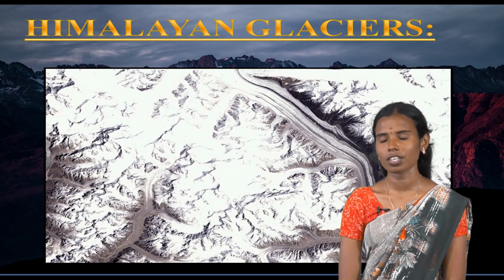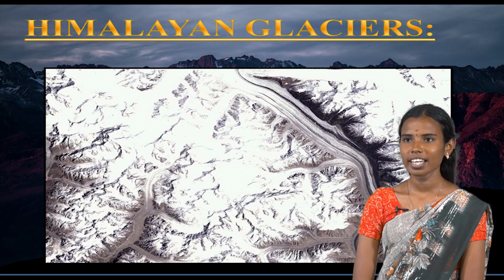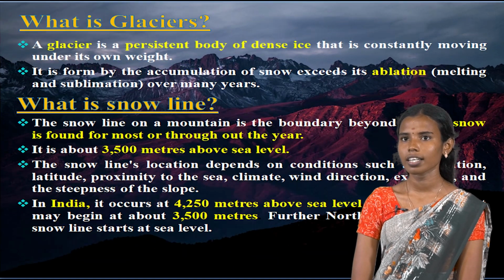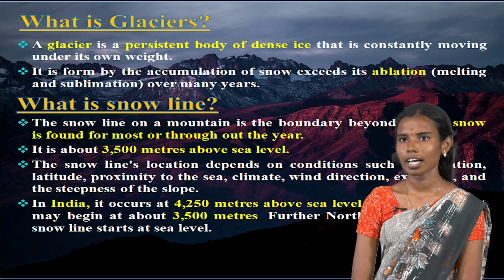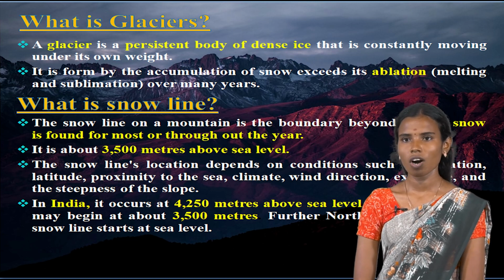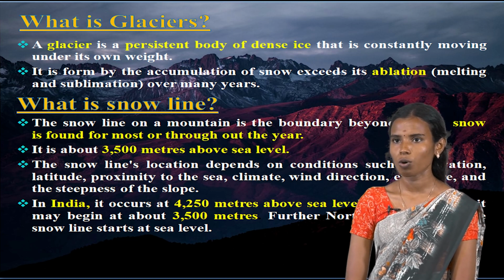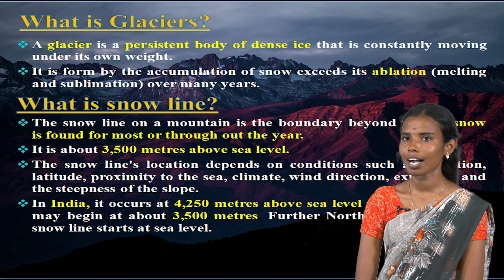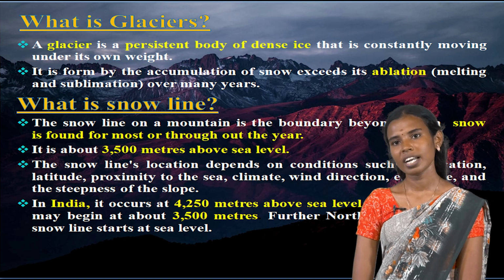Next we are going to discuss the Himalayan glaciers. So what is a glacier? A glacier is a dense body of ice that is constantly moving under its own weight, that is, its own pressure. It is formed by the accumulation of snow which exceeds its ablation. Ablation means melting and sublimation over many years.